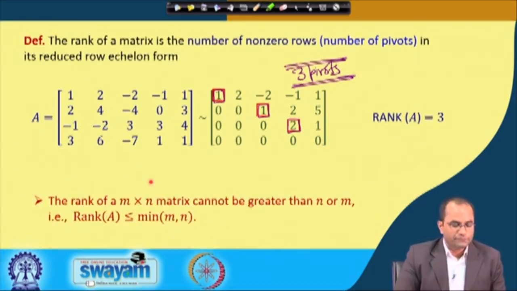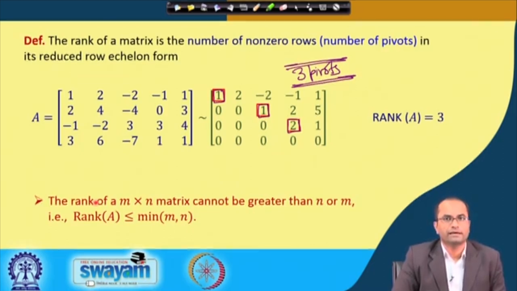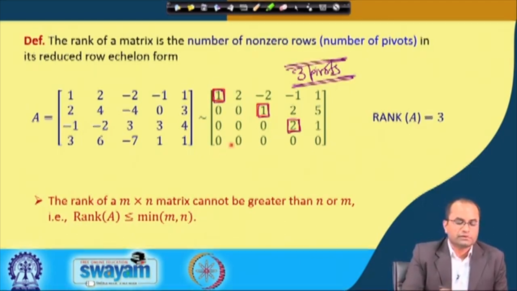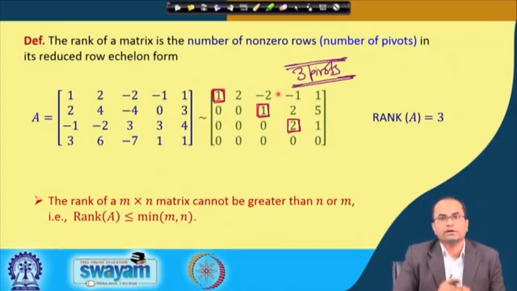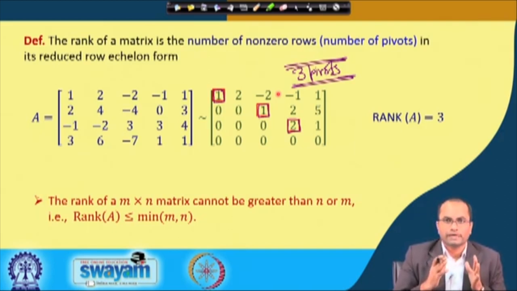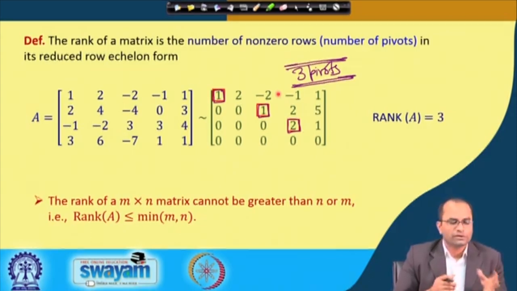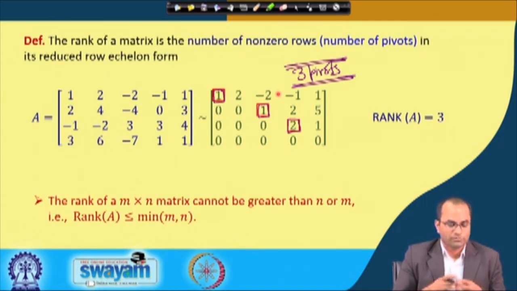Just a consequence of this definition, we can easily make out that the rank of an m cross n matrix cannot be greater than m or n. So m is the number of rows and n the number of columns, and the rank has to be less than or equal to the minimum of m and n. The reason is clear, because each row or each column cannot have more than one pivot. The column can have at most one pivot, and the row also can have at most one pivot. One row cannot have 2 pivots or more. A column cannot have 2 pivots or more. So we are talking about the number of pivots, so the rank has to be less than or equal to the minimum of this m and n.